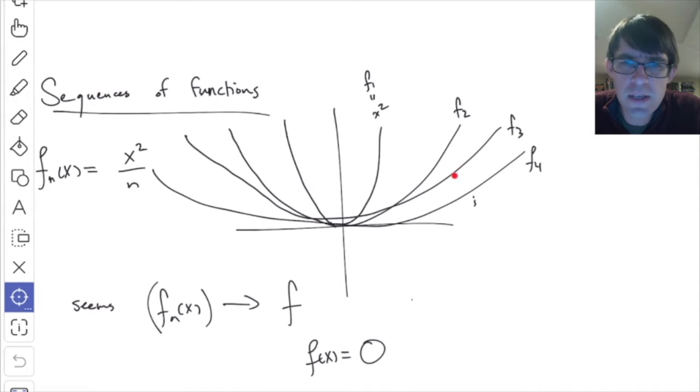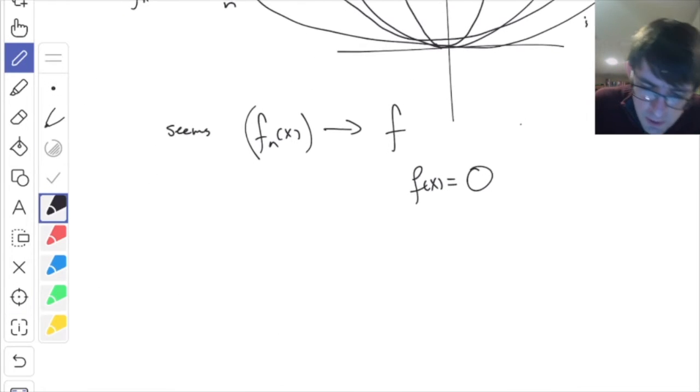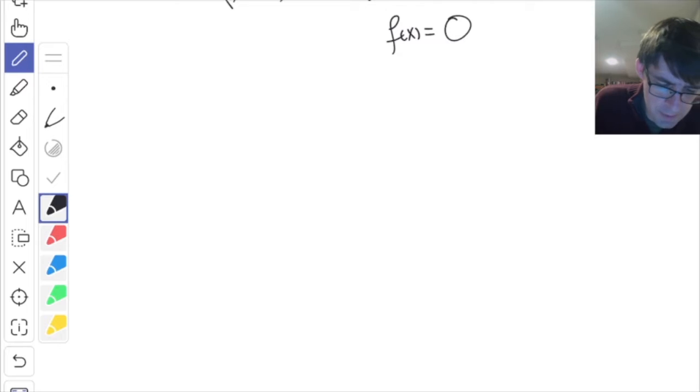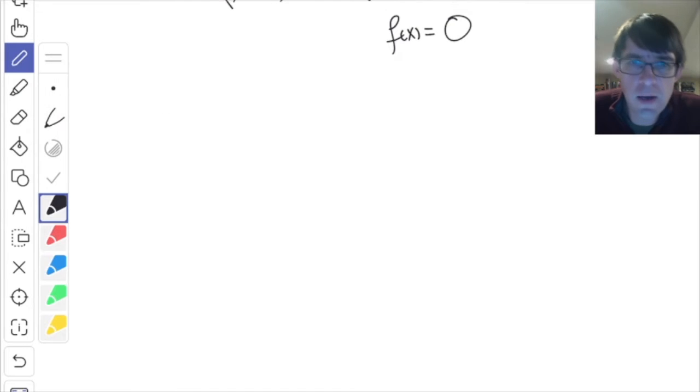Even though they become flatter when you're looking at them from this viewpoint, it's still the case that every one of these functions is unbounded. No matter how flat it is here, eventually this is still a parabola and will still go up to infinity as you go out to the two sides. So it's a little strange that they converge to 0 even though every one of those functions is unbounded. These are some weird things we're going to talk about.